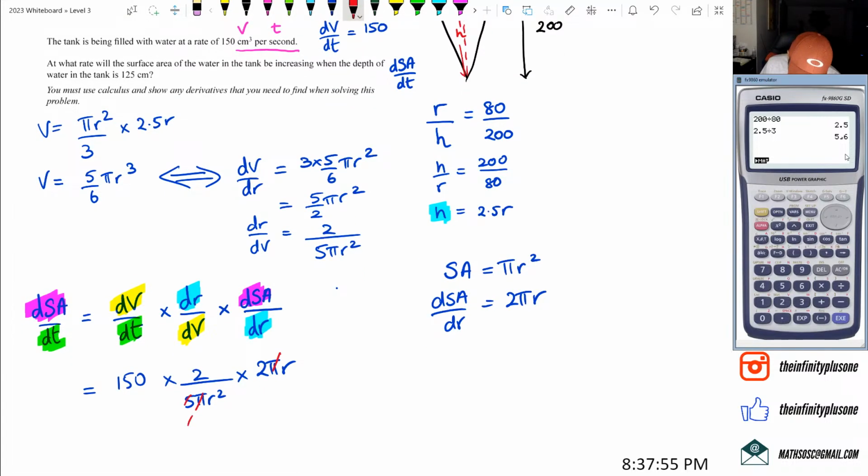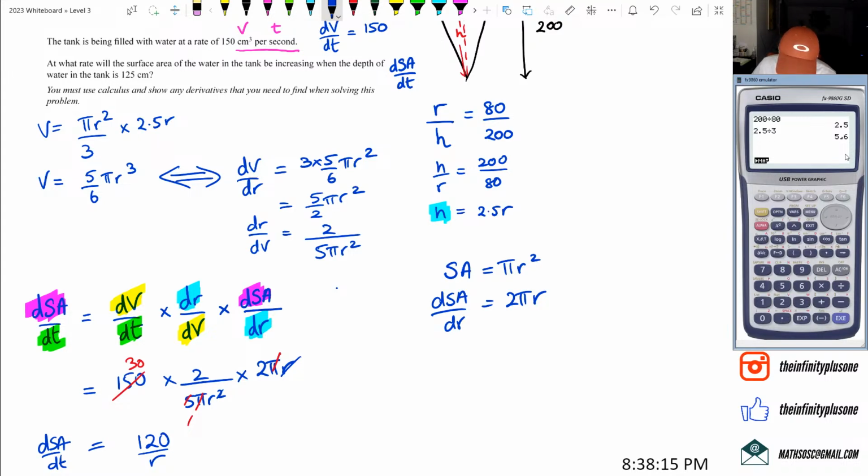Then our 5 cancels out with 30. So what we've got here is 120. The r cancels out with this. We've got 120 over r. This is what dSA/dt is, 120 over r.